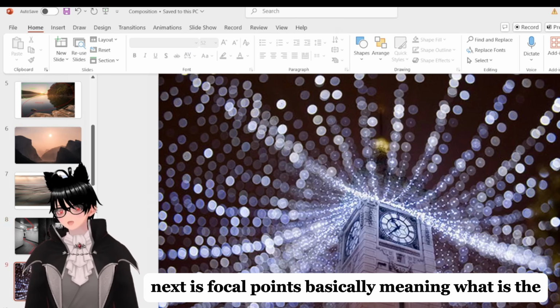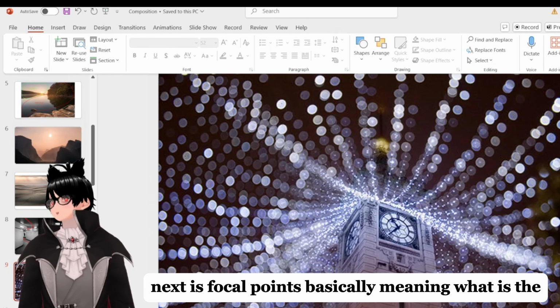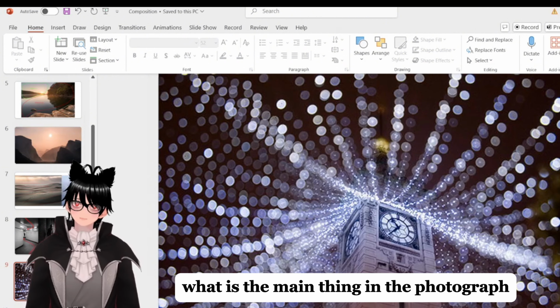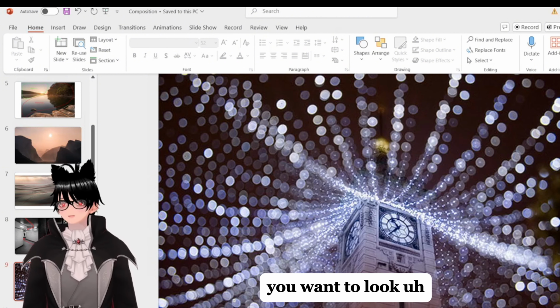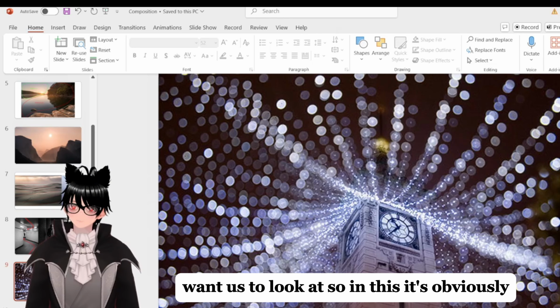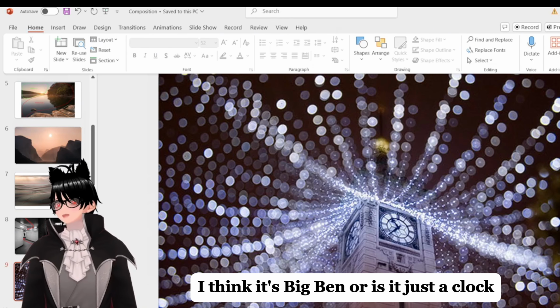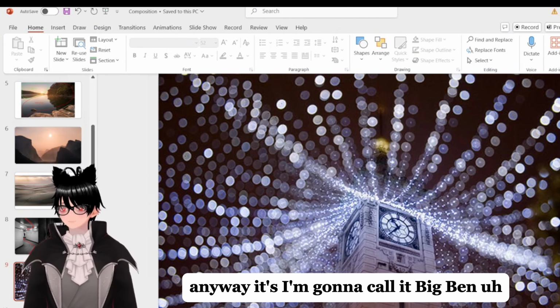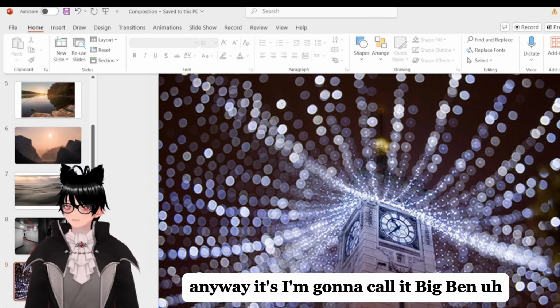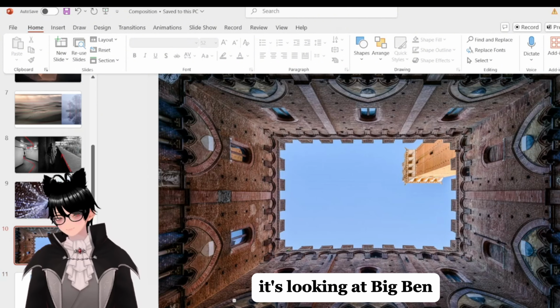Next is focal points, basically meaning what is the main thing in the photograph you want us to look at. So in this, I think it's Big Ben, or is it just a clock? Anyway, I'm going to call it Big Ben. It's looking at Big Ben.